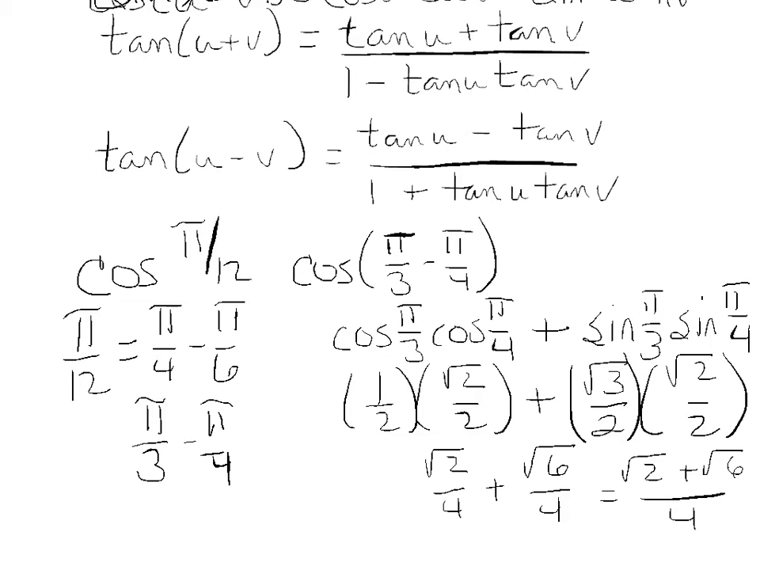If you wanted to, you could check on your calculator by typing in the cosine of pi over 12, and then typing in the square root of 2 plus the square root of 6 and dividing it by 4, and see that you get the same answer. That is not exact, though. This is your exact answer.